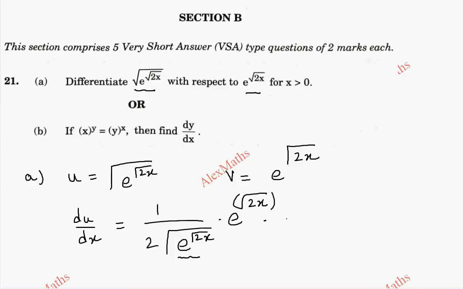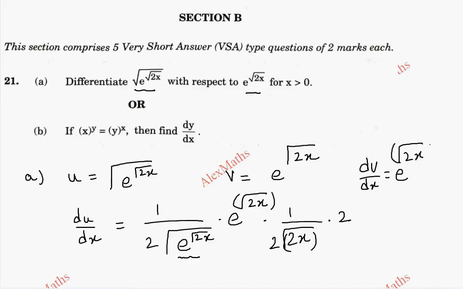Root of 2x is 1 by root of 2x, that is 1 by 2 root of 2x. Then again this differentiation will be 2. Then coming to the next part, we have to find dv by dx, which is, we have e power root 2x, so this is e power root 2x, then differentiation of root 2x is 1 by 2 root 2x, then differentiation of 2x is 2.